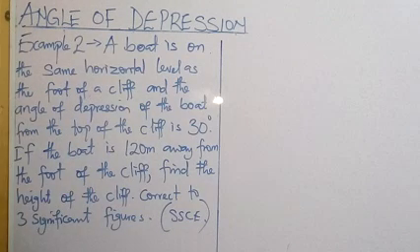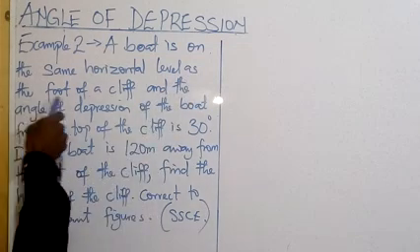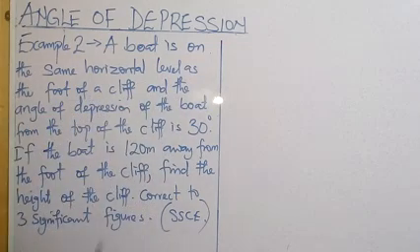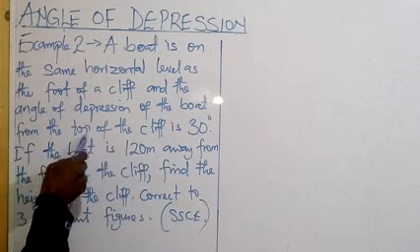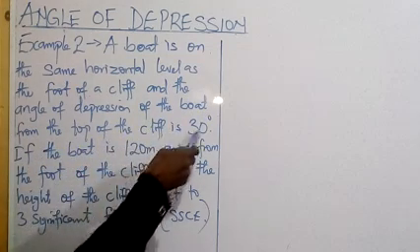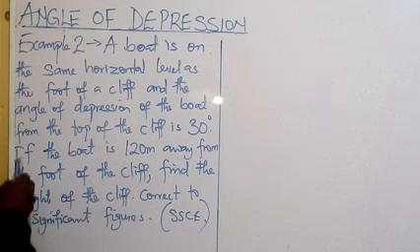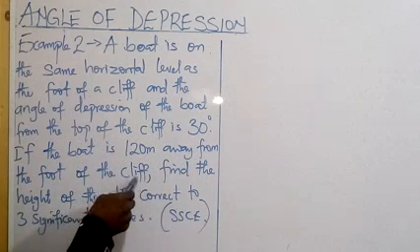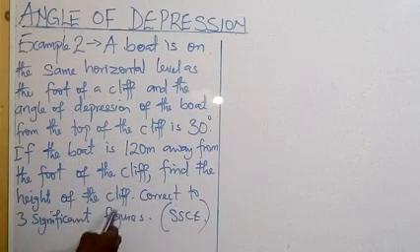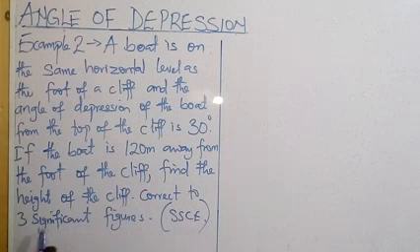All right, let's look at this second example on the board. A boat is on the same horizontal level as the foot of a cliff, and the angle of depression of the boat from the top of the cliff is 30 degrees. If the boat is 120 meters away from the foot of the cliff, find the height of the cliff, correct to 3 significant figures, which means you leave your answer in 3 significant figures.